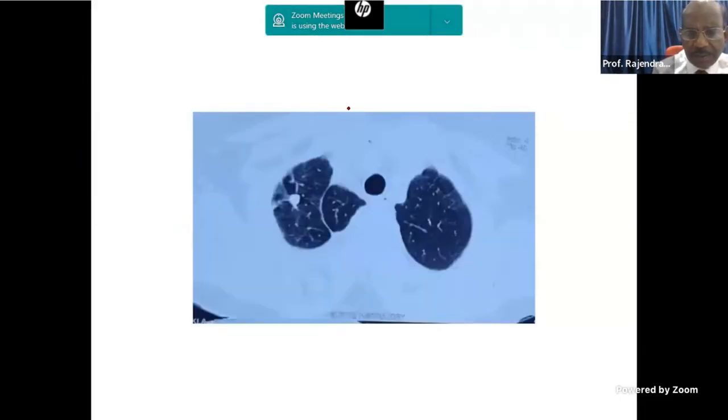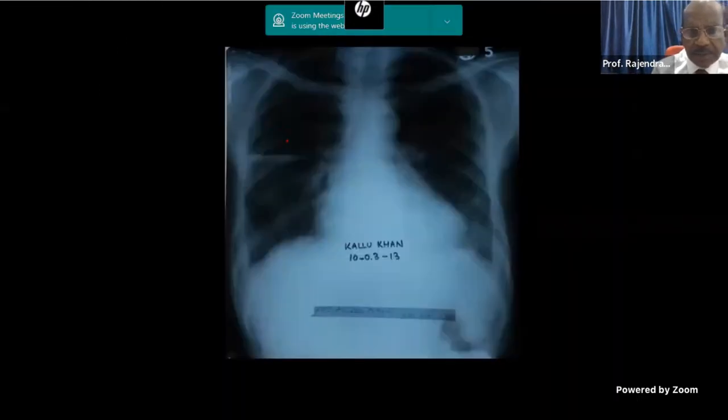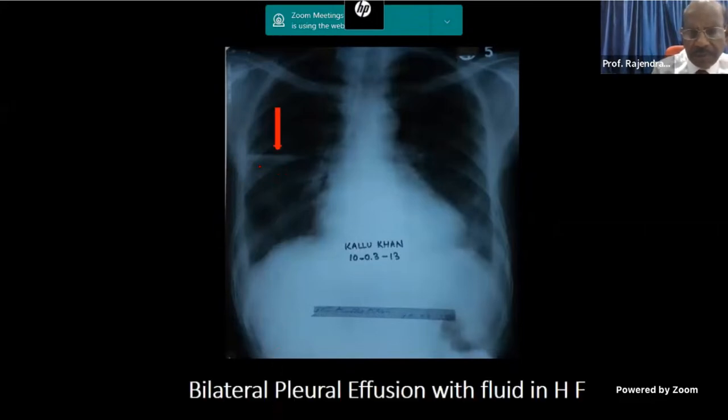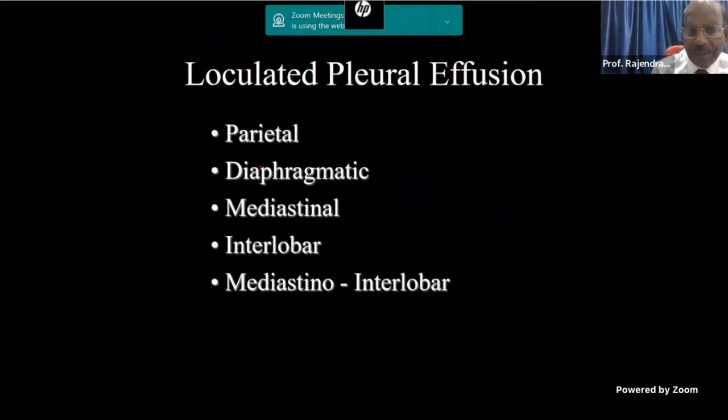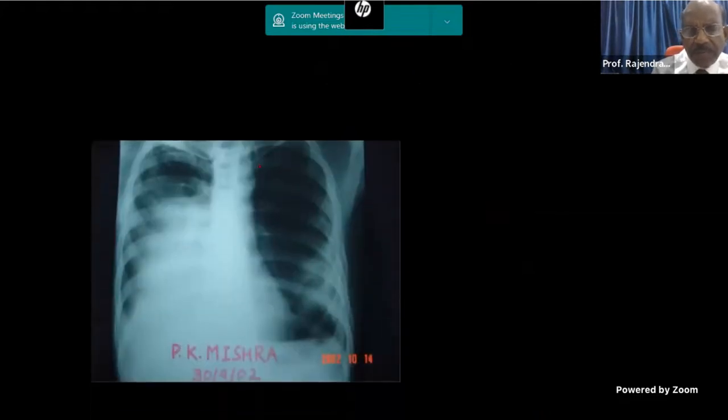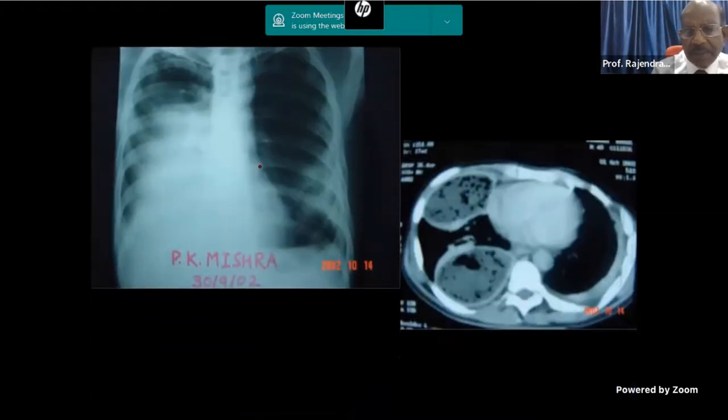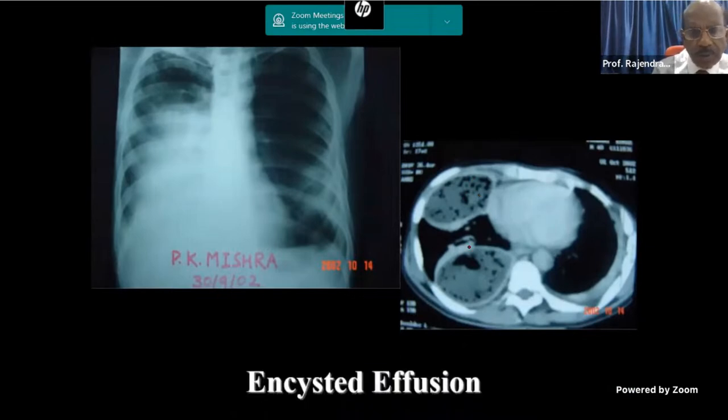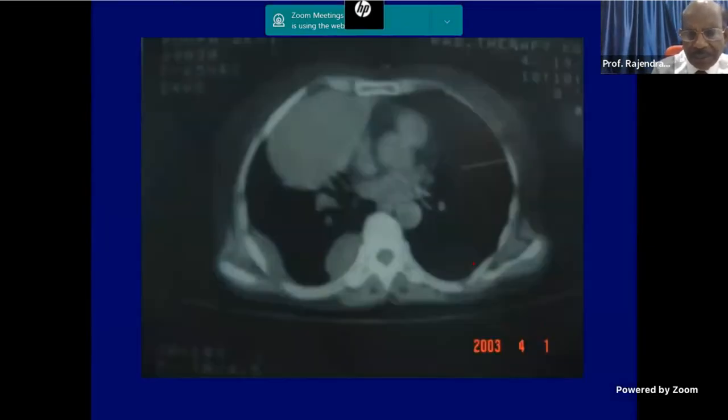This is the CT picture of the azygos fissure, if you are interested. This is a horizontal fissure with fluid, very common in cardiac failure. And then a loculated pleural effusion may be loculated, like a parietal one. You see here in the CT, where two loculations have been there, and then multiple loculations are there.